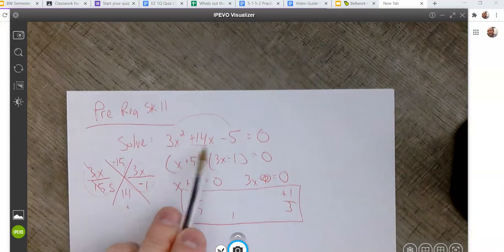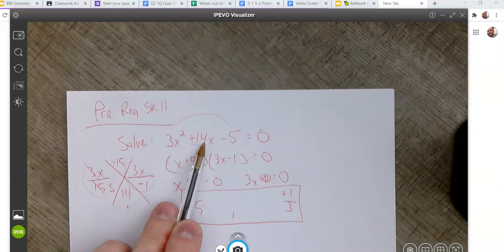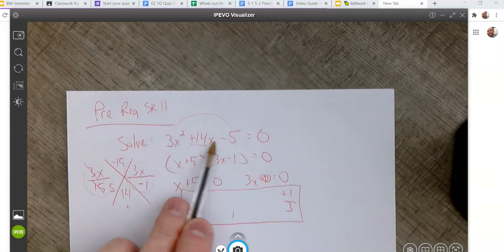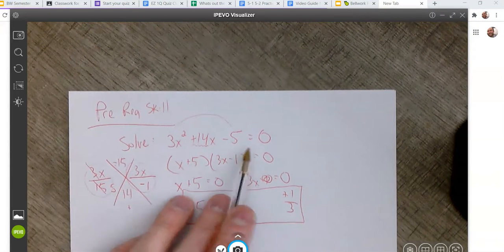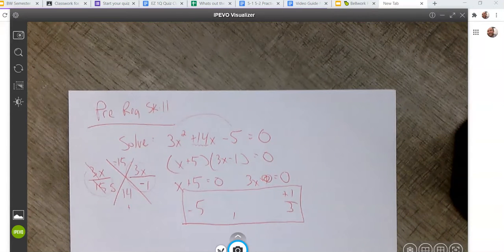Those are my solutions. If you plug those numbers in here at the very beginning, negative 5 and a negative 5, you would get 0. Or if you plugged in 1/3 and 1/3 and ripped it through, you would get 0. Those are my solutions. Prerequisite skill. You gotta be able to do that.